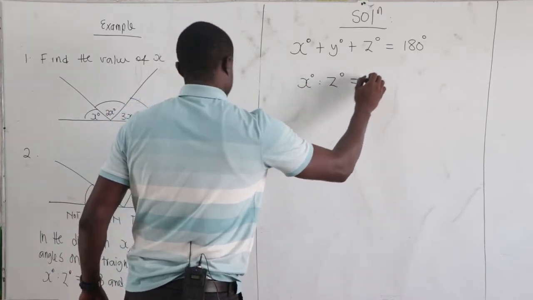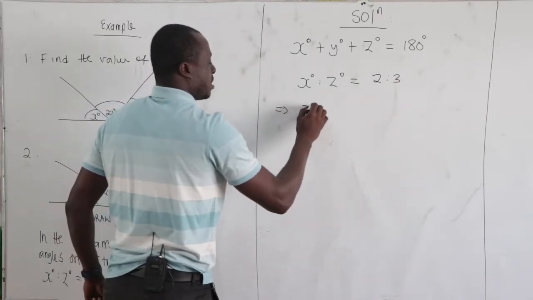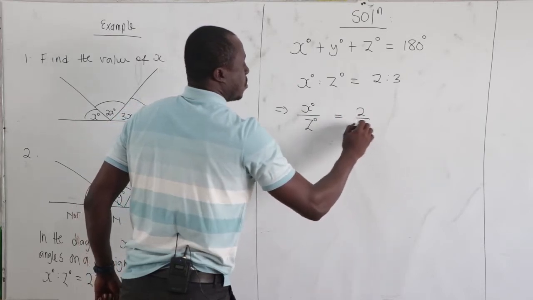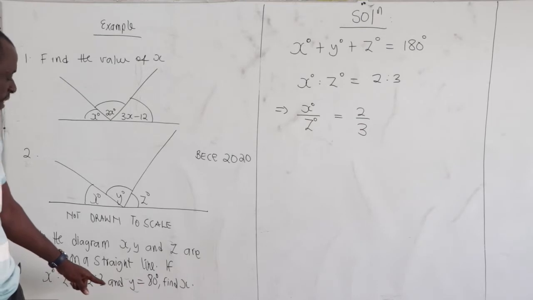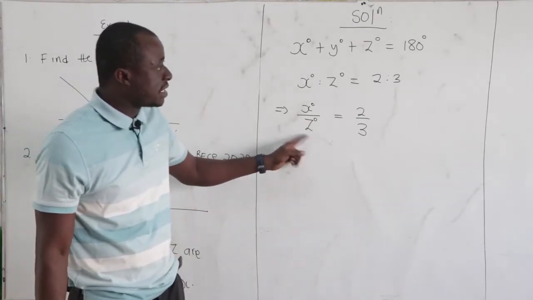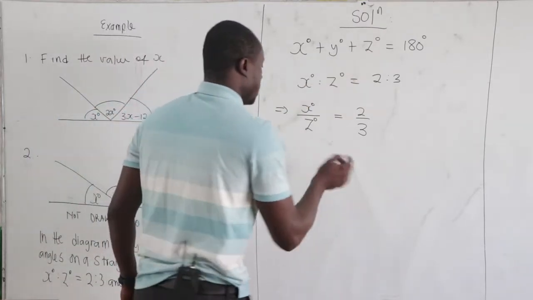This is equal to 2 is to 3. And this is just the same as x degrees over z degrees. This is the same as 2 all over 3. Now the question says we should find x. And because we want to find x, it is better we make z the subject and put it in the main equation. So clearly, let's cross multiply.